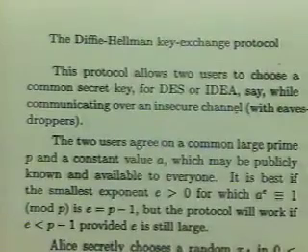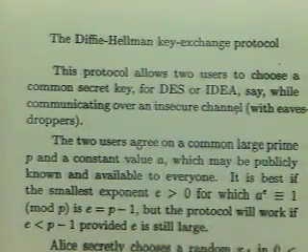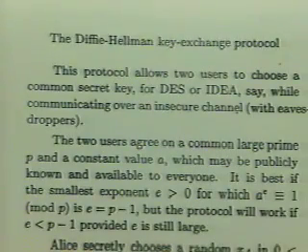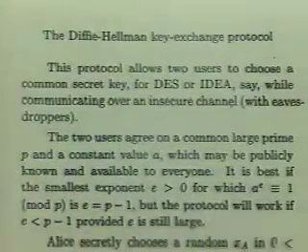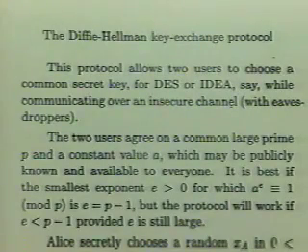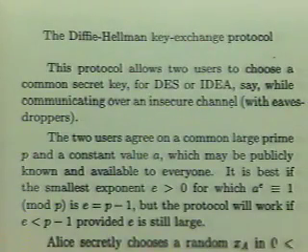Okay, now here is yet another problem, which also depends on the discrete logarithm problem being hard. In this protocol, two users want to choose a common secret key for a one-key, symmetric cipher, like DES or Rijndael, and they want to do this while they are communicating over an insecure channel. There are people listening to them, eavesdroppers.